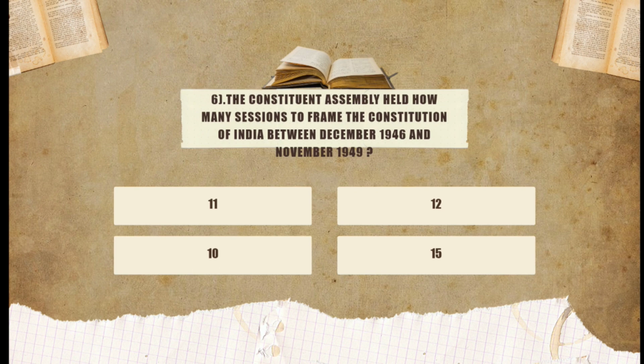The options for question number six are: option A, 11 sessions; option B, 10 sessions; option C, 12 sessions; and option D, 15 sessions. The correct answer is that the Constituent Assembly took 11 sessions to frame the Indian Constitution between December 1946 and November 1949. Okay. Next question, question number seven.